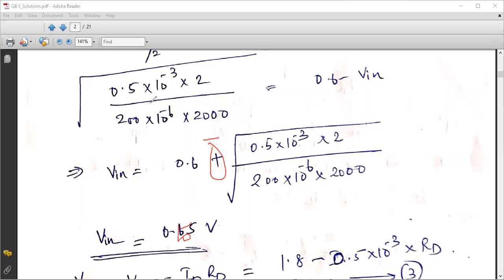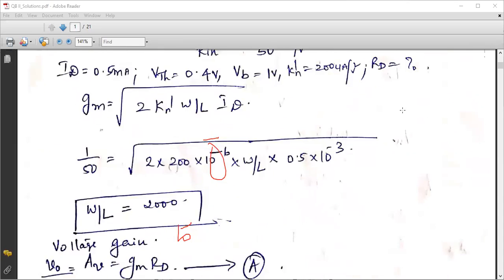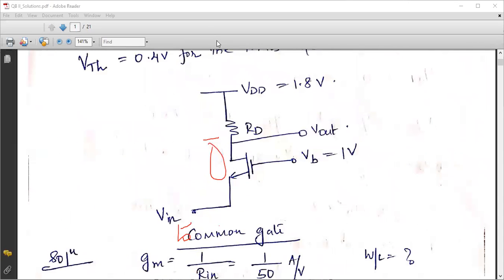Fine. So now you got V in, right? Now we are going to compute V out. What is V out? As per the circuit diagram, can you write the expression for V out? Why am I going for V out? Because I need to find the gain. Gain is nothing but the ratio of V out by V in. How will you write V out?